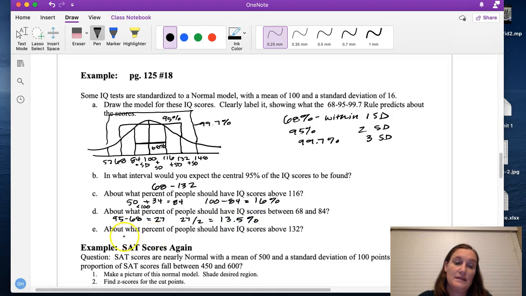And the last one, about what percent of people should have IQ scores above 132? We can do something similar. Between 68 and 132 is 95%. That leaves 5% for both ends. The 132 and above is half of that. So we do 100 minus 95, that's 5%, and then divide it in half, and that's 2.5%. So you can figure out some of these percentages without having to break this down any further. That's the 68, 95, 99.7 rule.